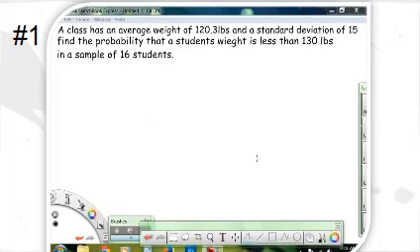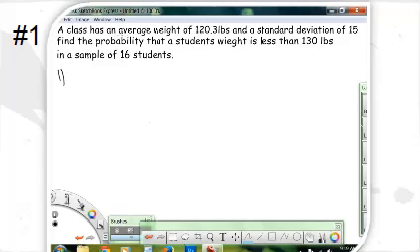Alright, so let's do an example. Let's say you have a class with an average weight of 120.3 pounds, with a standard deviation of 15. Find the probability of the student's weight being less than 130 in a sample of 16 students. So the first thing you can do is define the variables.